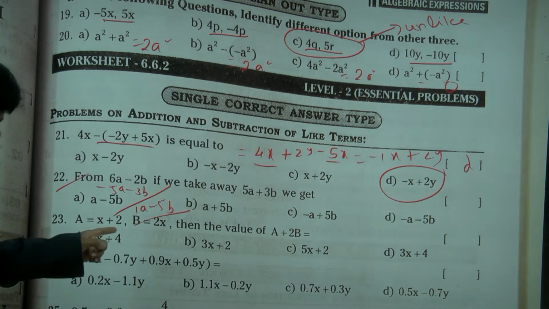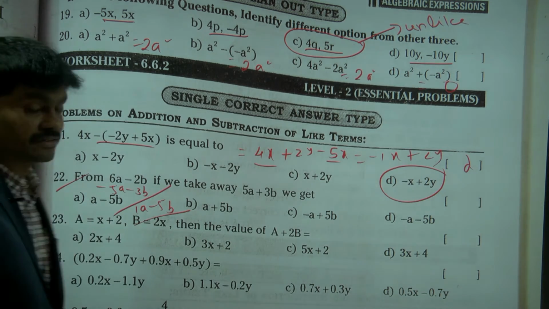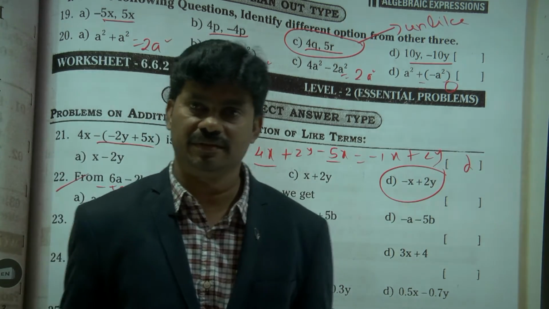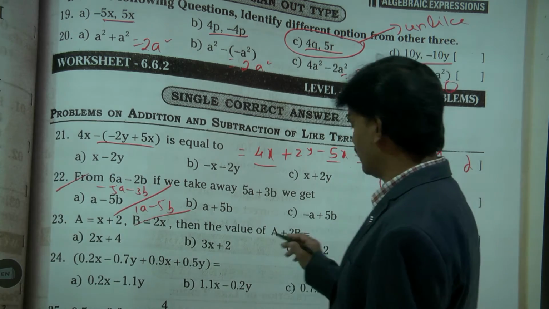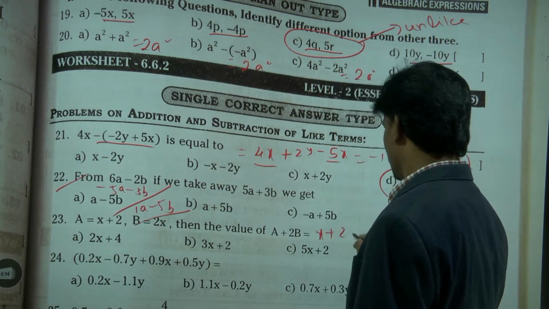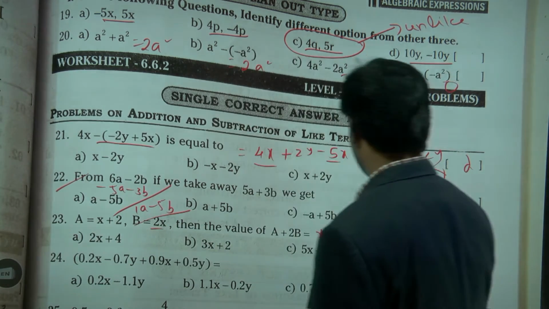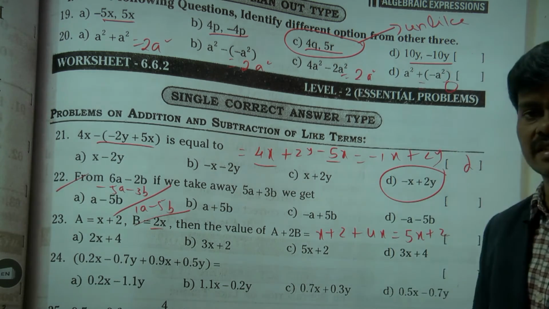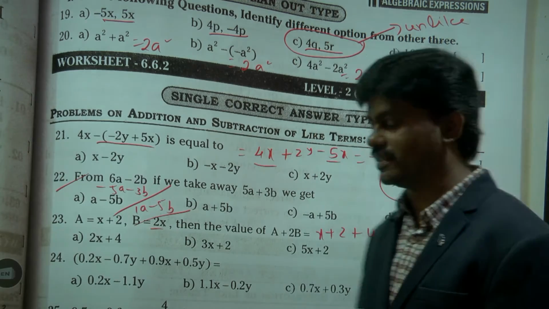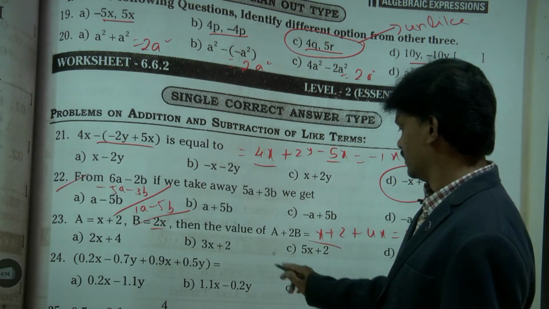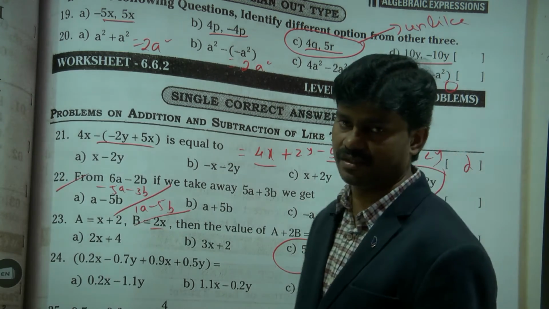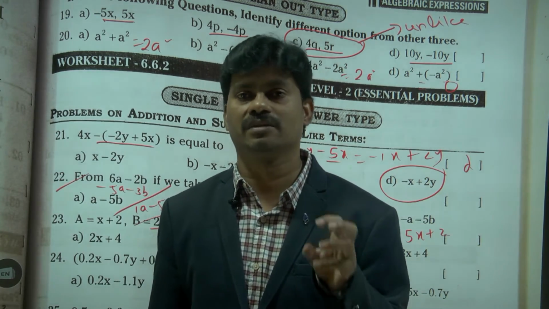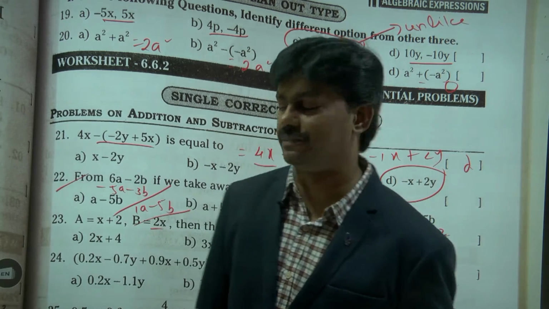And here a is equal to x plus 2, b is equal to 2x, then find the value of a plus 2b. So b should be multiplied with 2, then we have to add to a, right? So a value is x plus 2 and b is multiplied with 2, 2 times 2x is 4x. Then you will get 5x plus 2. x plus 4x is 5x, 5x plus 2 is the answer. C is the right option, right? First we write the a value, then expression b should be multiplied with 2, then we add it to a.